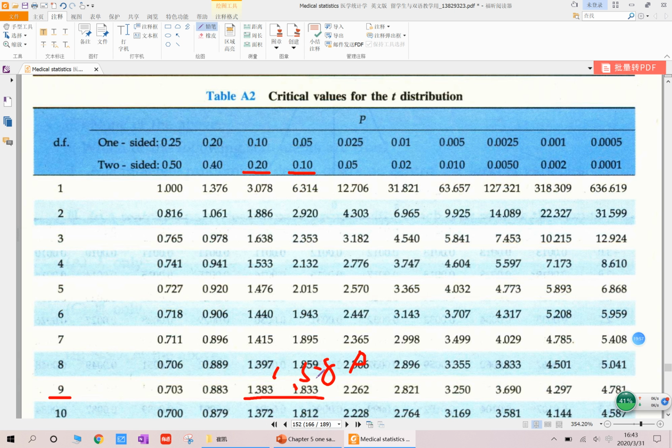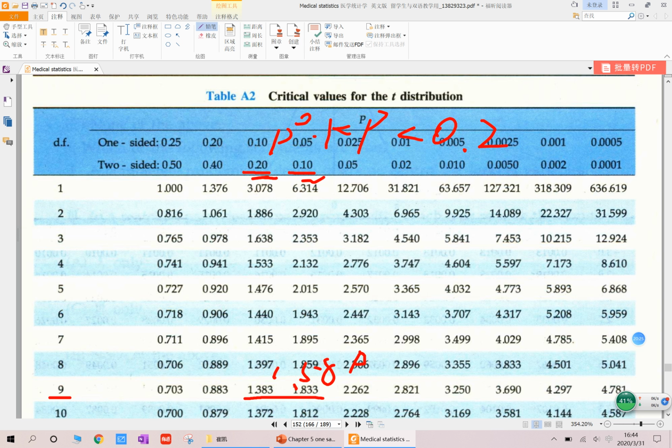And 1.58 is between these two numbers, so its corresponding probability is between these two probabilities too, right? So P, we'll find that its corresponding probability is bigger than 0.1 but less than 0.2, right?